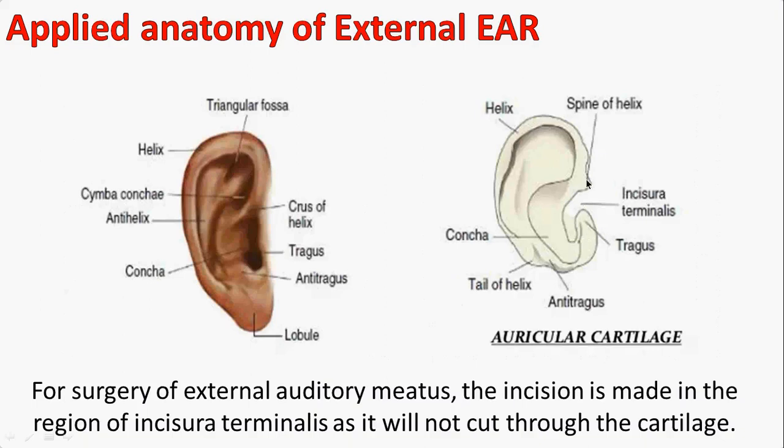Here is the helix, and in between the tragus, this is called the incisura terminalis. For surgery of the external auditory meatus, the incision is made in the region of the incisura terminalis, as it will not cut through the cartilage. So this portion, the incisura terminalis, is used for the incision by the surgeon for any surgery.